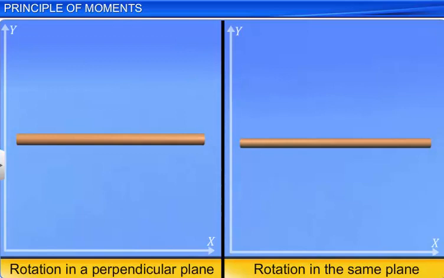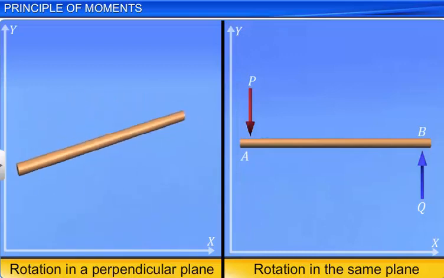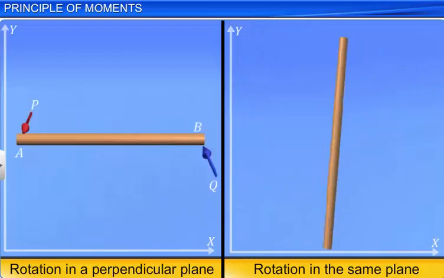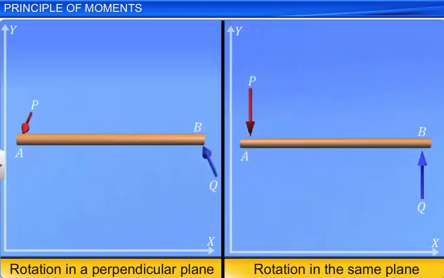Now, consider forces P and Q of equal magnitude and opposite in direction acting at A and B on the body AB lying in the XY plane. Forces P and Q on the body rotate the body in the same sense. Hence, forces P and Q form a couple. Therefore, the action of a couple is to rotate a body. Equal and opposite forces, whose lines of action are different and which act simultaneously on a body, constitute a couple.